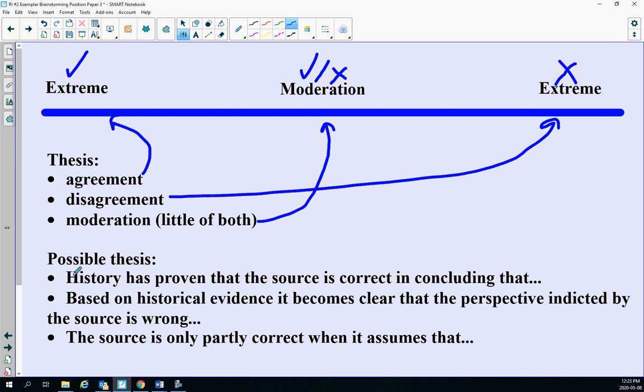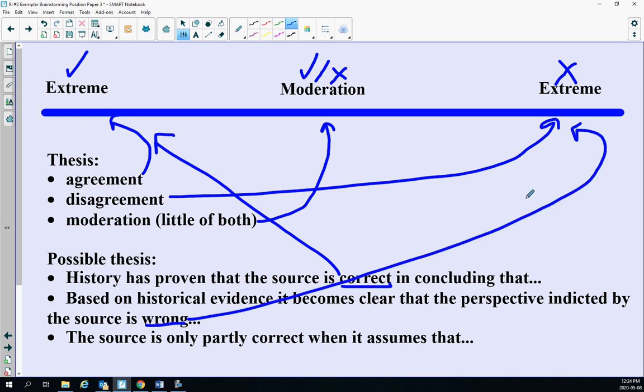And here are some possible starts to your thesis at the bottom. History's proven that the source is correct in concluding that blah, blah, blah. So this guy agrees with the source. Based on historical evidence, it becomes clear the perspective indicated by the source is wrong. This guy is disagreeing with the source. The source is only partly correct when it assumes that blah, blah, blah. This guy is kind of agreeing with the source, and that's fine.